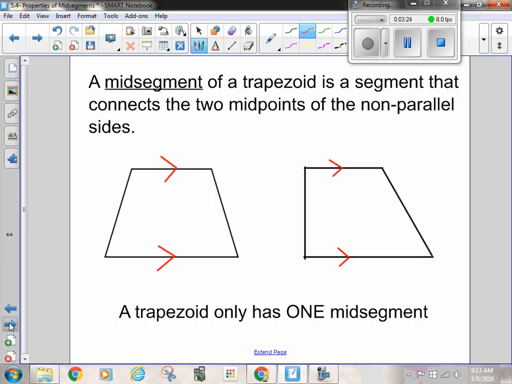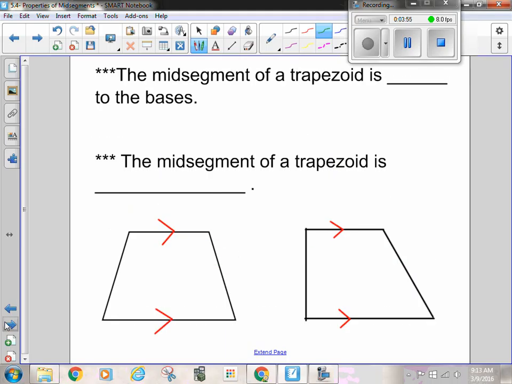But it still follows the same idea, that my midsegment occurs at my midpoint. So these two are congruent, and these two are congruent. Or same here, same idea here. We have our midpoint and our midpoint. A trapezoid has only one midsegment. We can't draw more because it only connects the non-parallel sides.